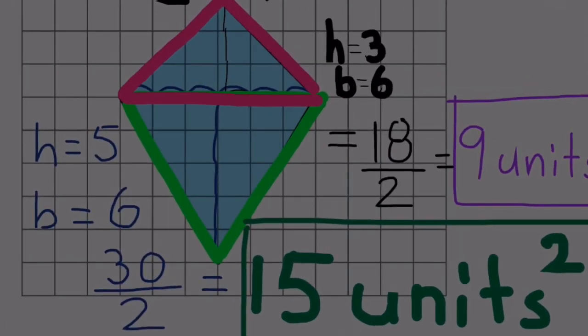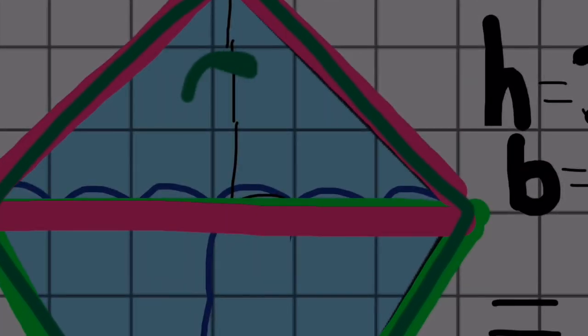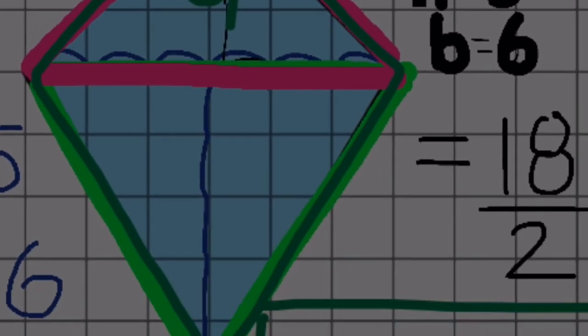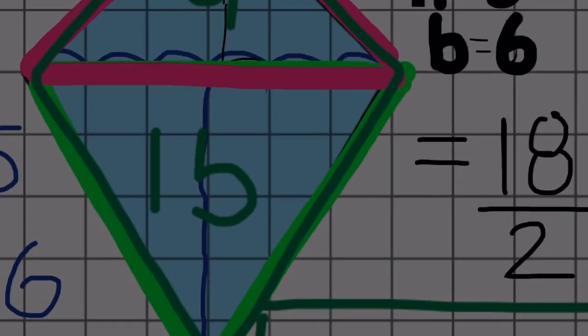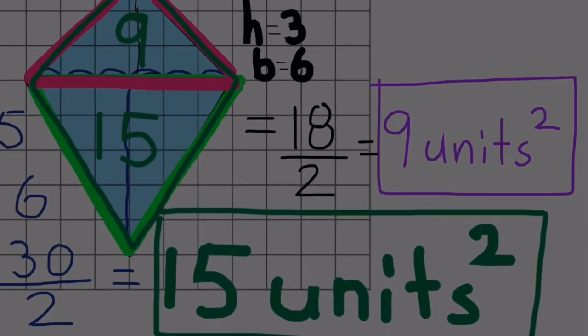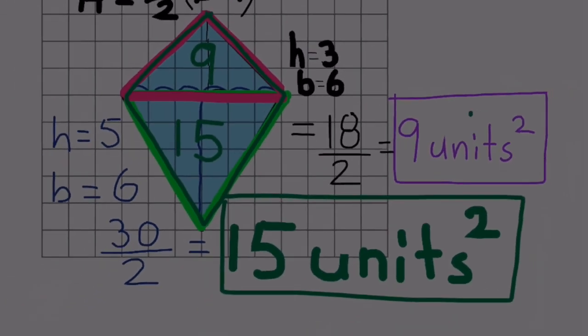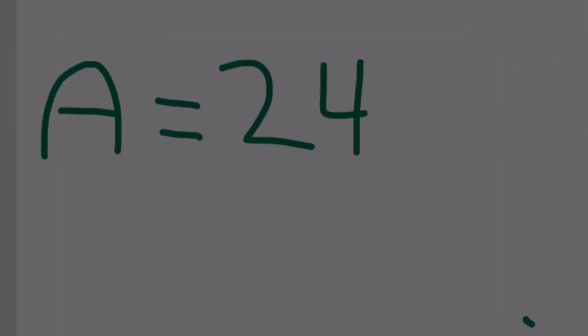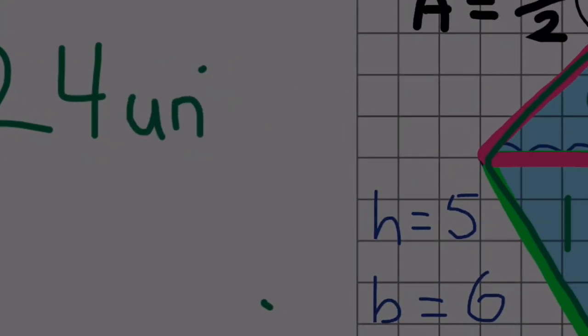The area of this whole shape, this original shape that looked like a kite, we have to add this top one, which was 9, to the bottom one, which was 15. So what is 9 plus 15? 24. The area of this shape is 24 units squared.